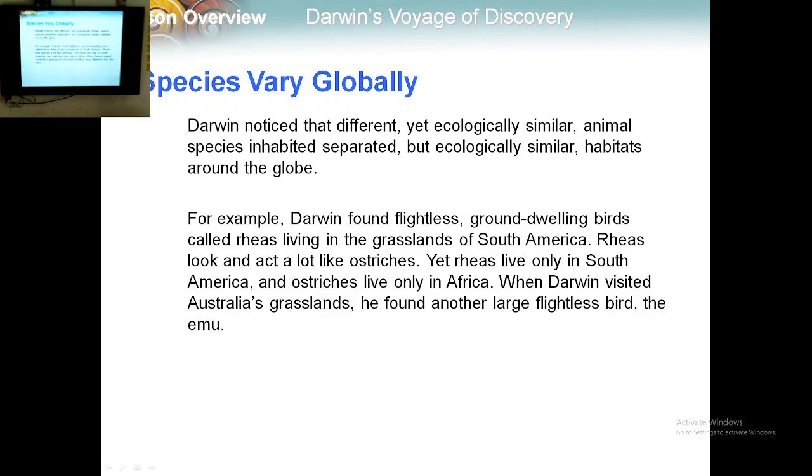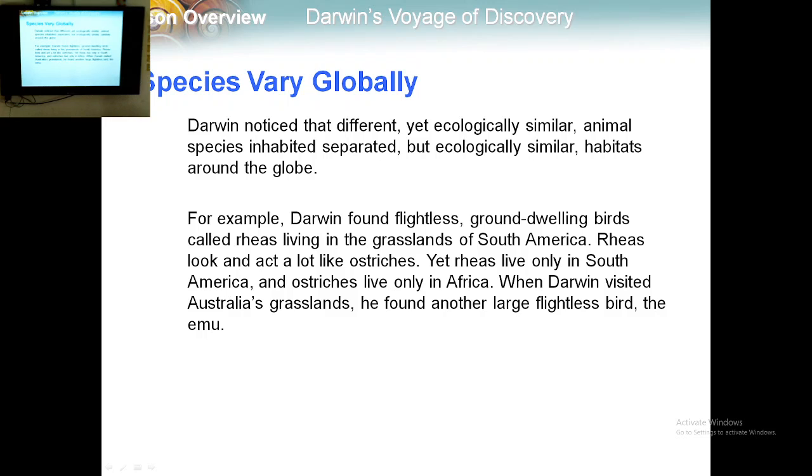Darwin noticed that different yet ecologically similar animal species inhabited separated but ecologically similar habitats around the globe. So this is the first point, the first observation. Similar animal species inhabit separated similar habitats around the globe. So around the globe we have similar habitats, and similar animals will stay in these similar habitats.